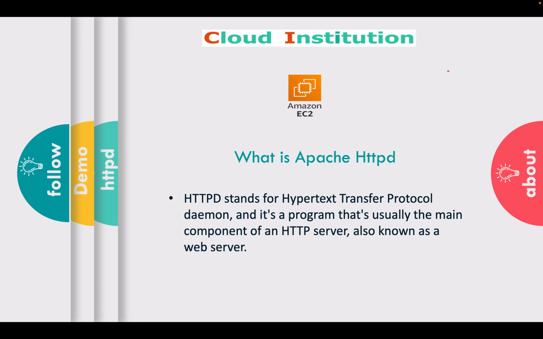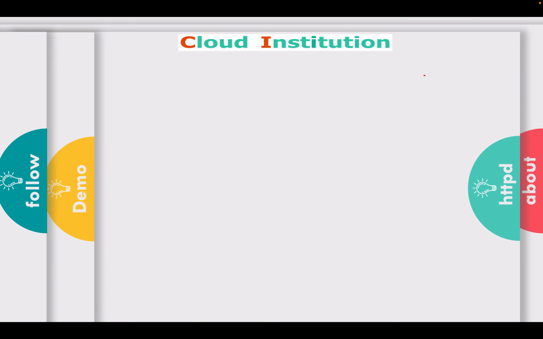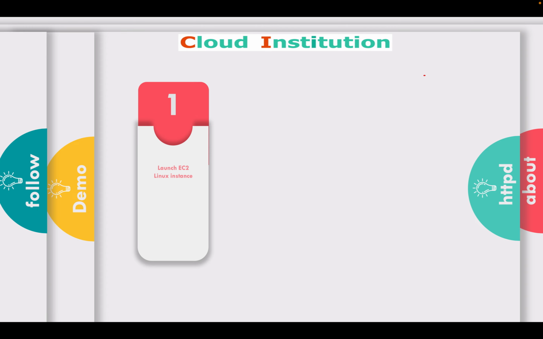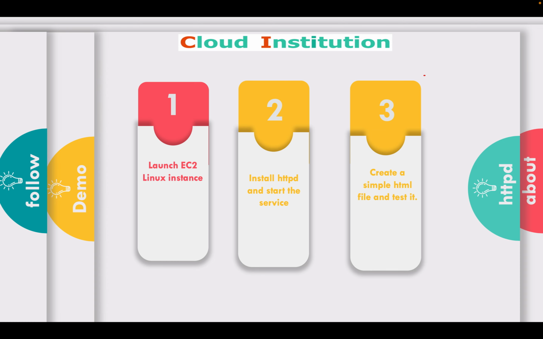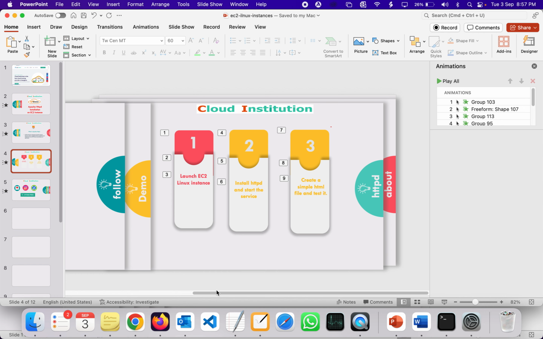So we are going to go next, and we are going to see what things we are going to see as part of the demo. First, we are going to launch an EC2 instance, which is going to be a Linux instance. The second step is to install HTTPD and start the service on the EC2 instance. The third one is to create a simple HTML file and then test the functionality of the web server, whether it is working or not.